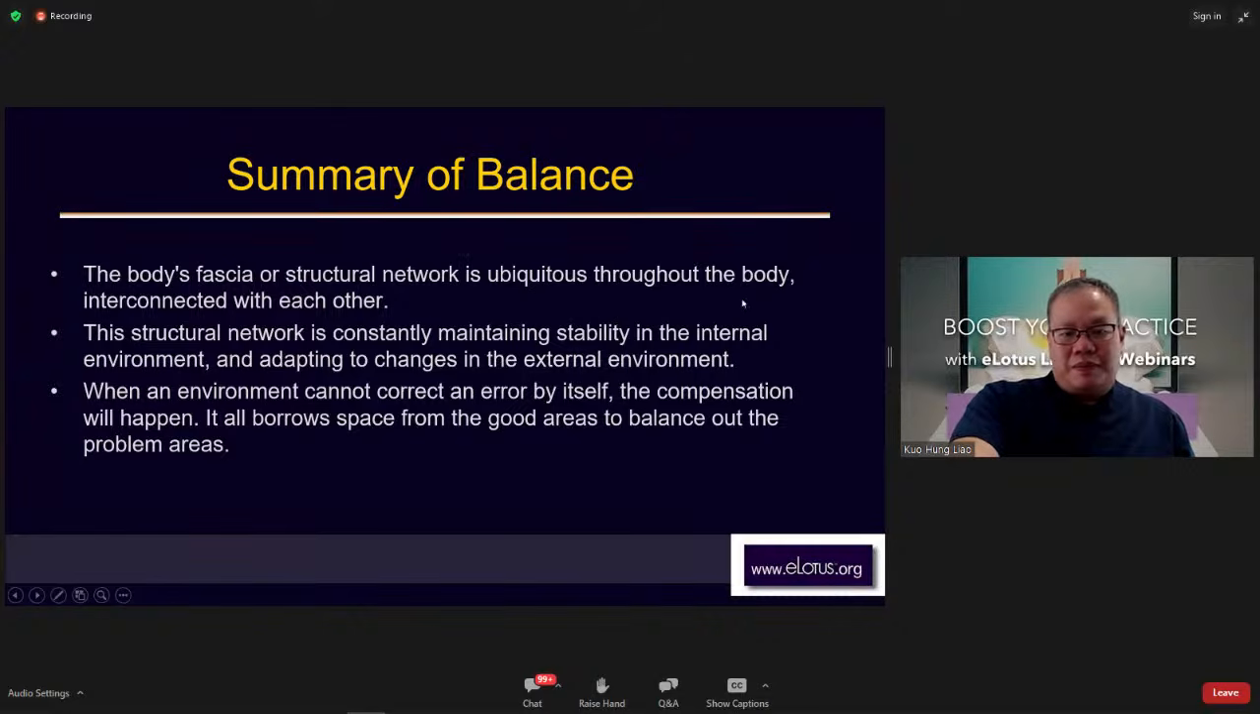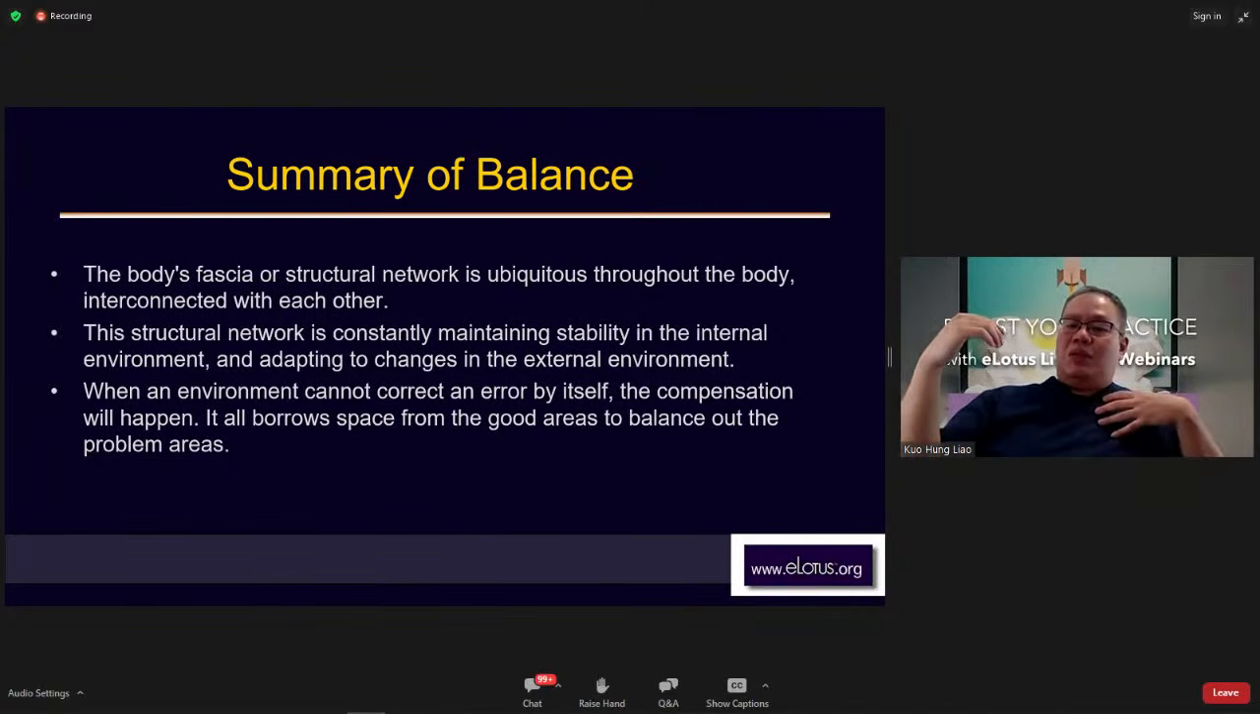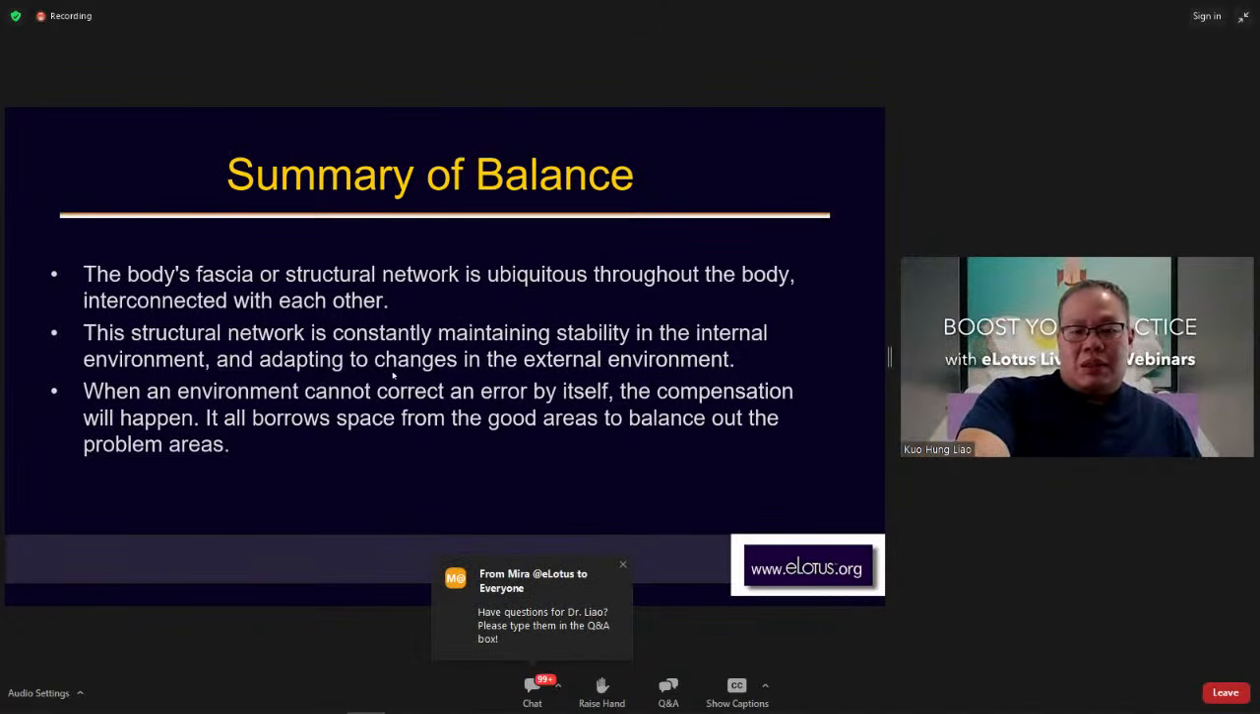In summary, the body's fascia or structure network goes through the whole body. It connects the whole body from one part to another. Basically, everything is connected to the fascial network. The structure network constantly maintains stability, keeping the internal environment and external environment stabilized. If there is stimulation from outside, we make sure we can still maintain stability, so we can do something against the outside. And when the environment cannot correct an error by itself, compensation will happen.